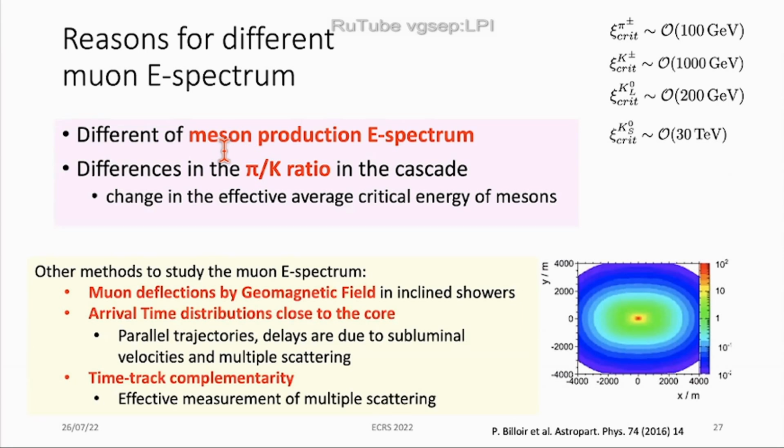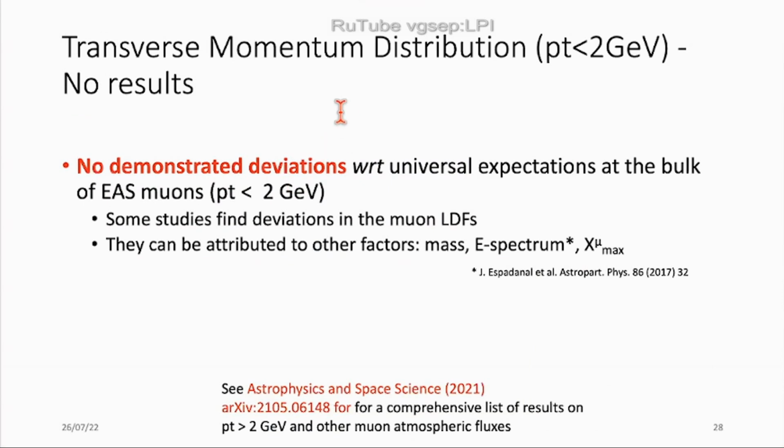The reasons for these differences in the muon energy spectrum are perhaps because of the difference in the energy spectrum of the meson production. Also, perhaps there are differences in the pion and kaon ratio in the shower, given that kaon and pion have different energy spectra. If you change the ratio, if the real ratio is different, then you will observe a mismatch in data. The transverse momentum distribution, and I'm speaking about the bulk of particles, which is below 2 GeV, shows no deviations with respect to universal expectations from the model. So this is a very robust quantity.